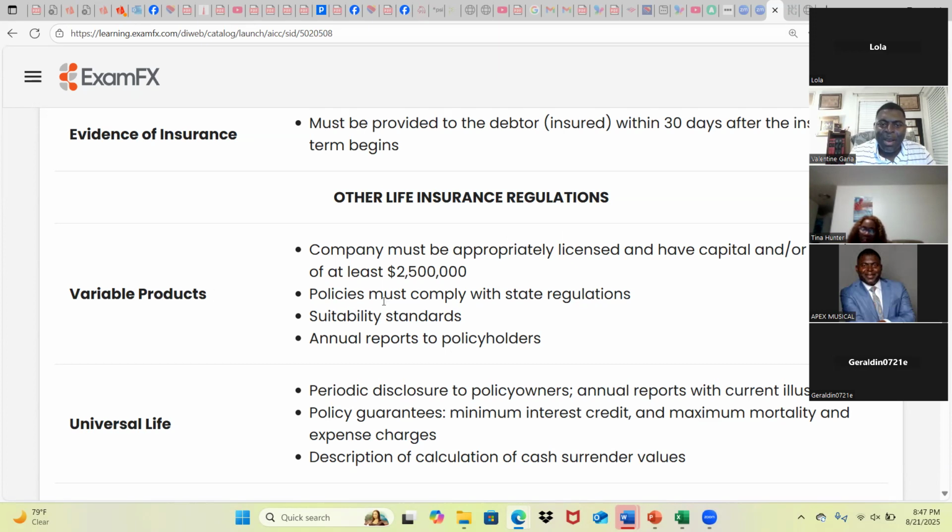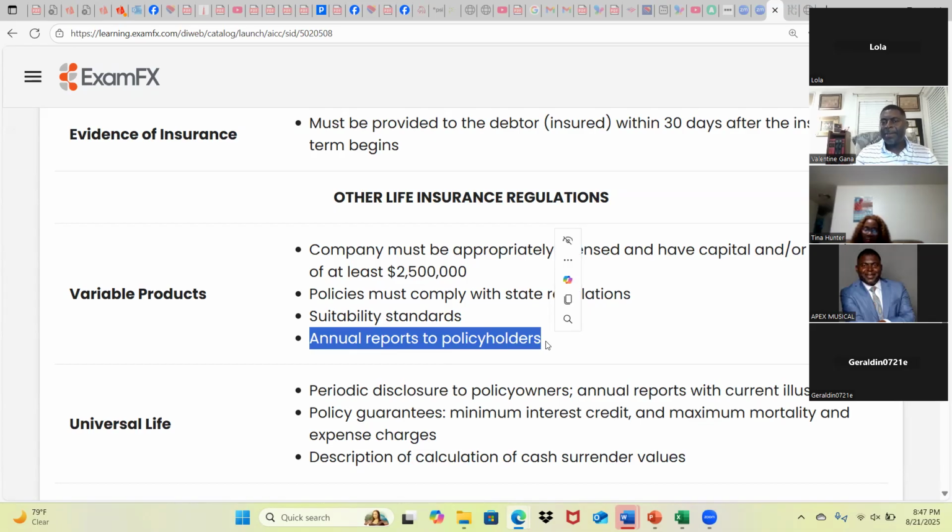Variable products. Policies must comply with state regulations. There are suitability standards, and they must issue annual reports to policyholders. So remember, those reports must be issued to policyholders at least once a year. Remember that to be able to write variable products, you need not just a producer license like we are starting to get, you also need a securities license.